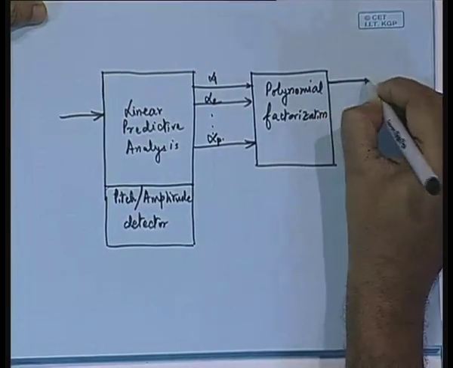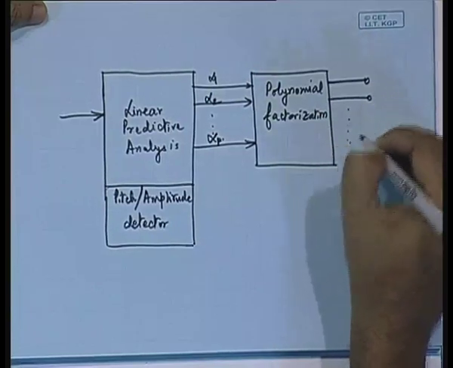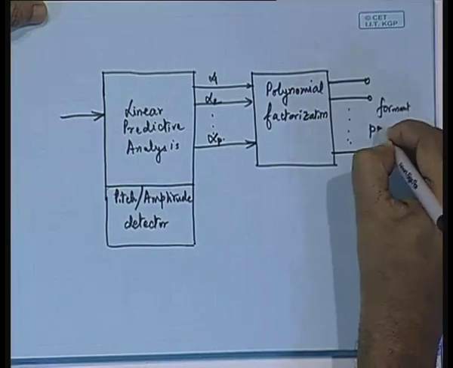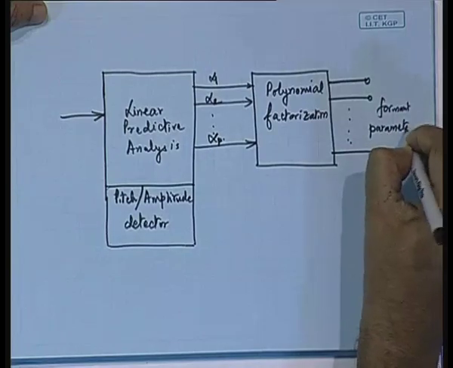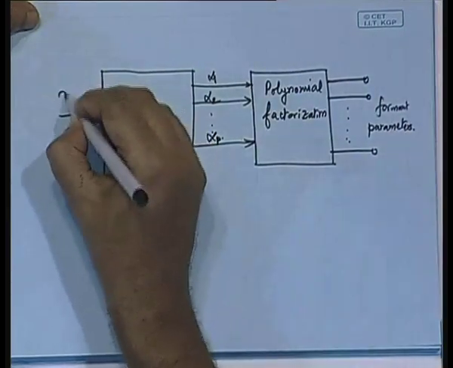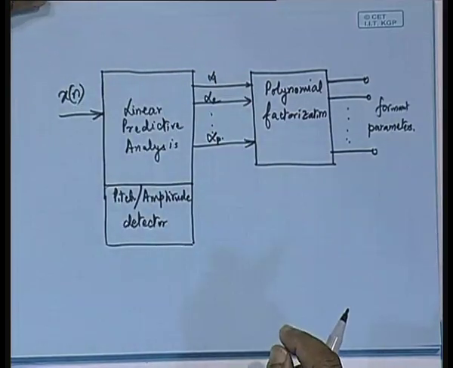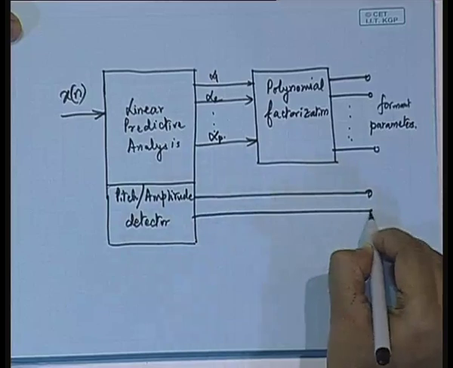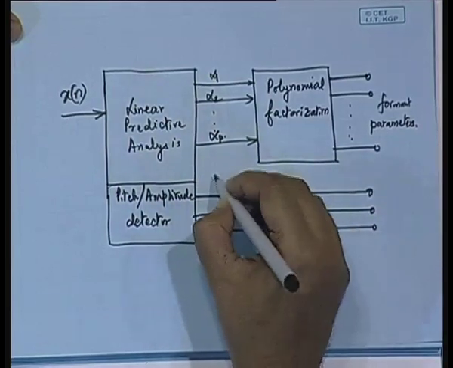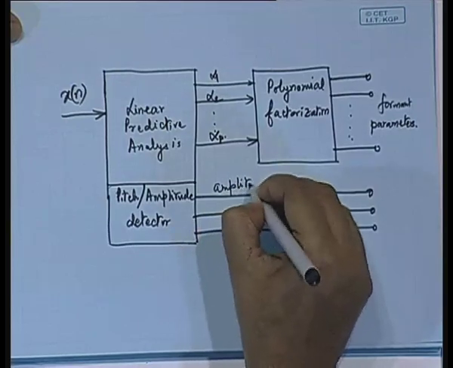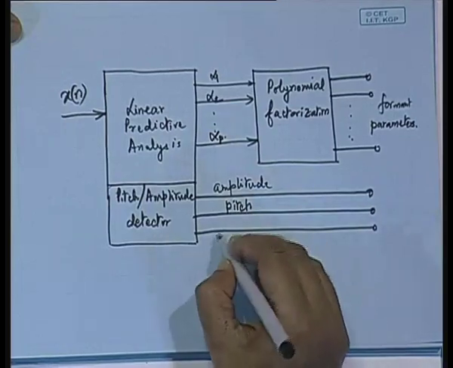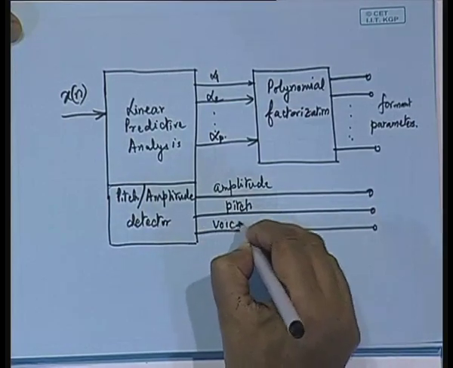And this polynomial factorization is going to yield what is called the formant parameters, right. So the input to this is x of n, okay, and the output is going to be the formant parameters, and from the pitch amplitude detector we are going to have these three things, that is to say the amplitude, then the pitch, and then the voiced unvoiced flag.